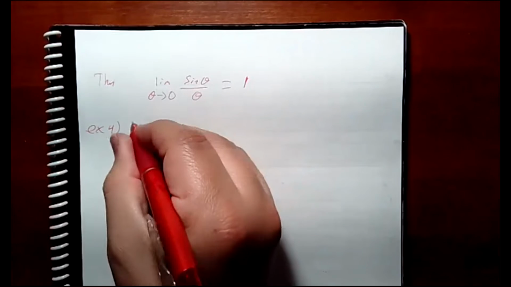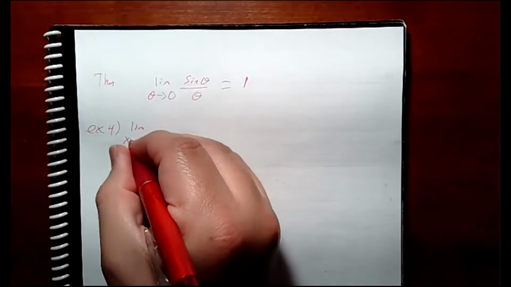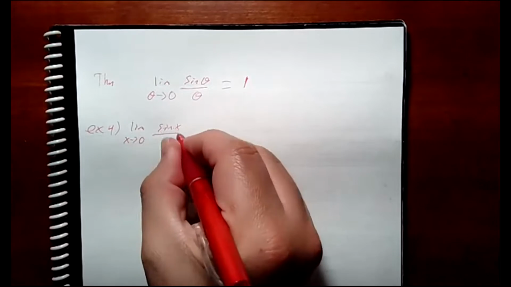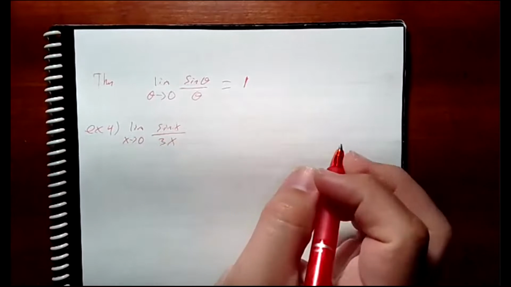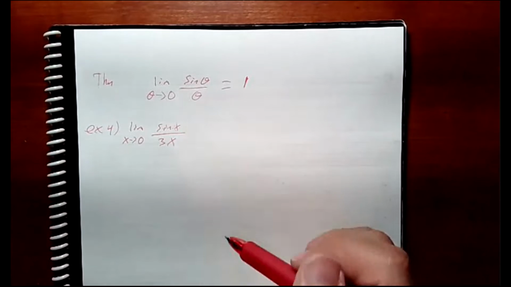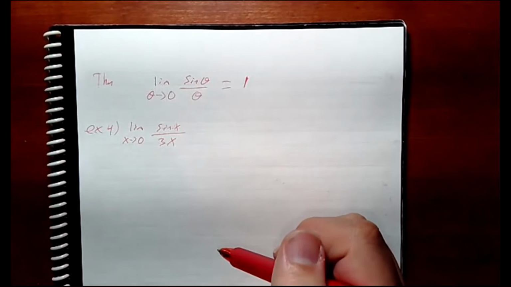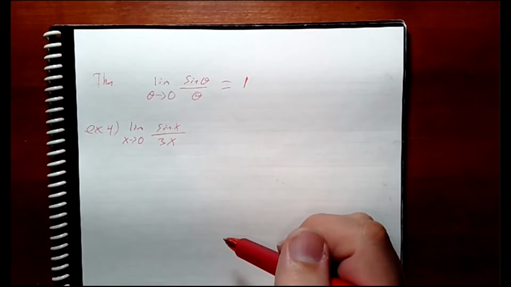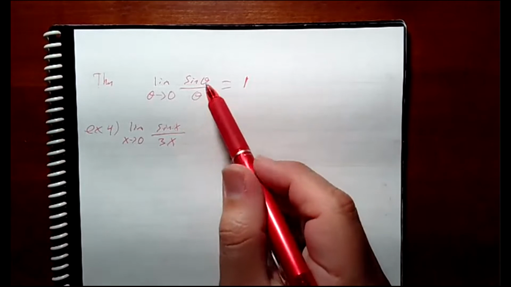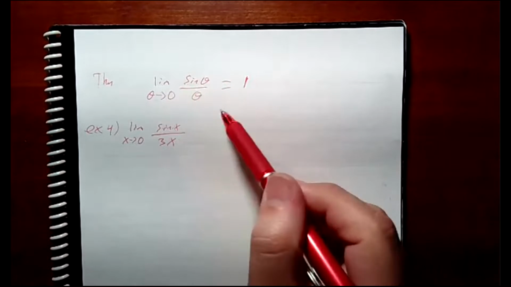Example 4. As the limit as x approaches 0, sine x over 3x. Notice how the x and the 3x are not the same, right? That 3 is in my way, because if it was just an x, it would be exactly like this one, right?